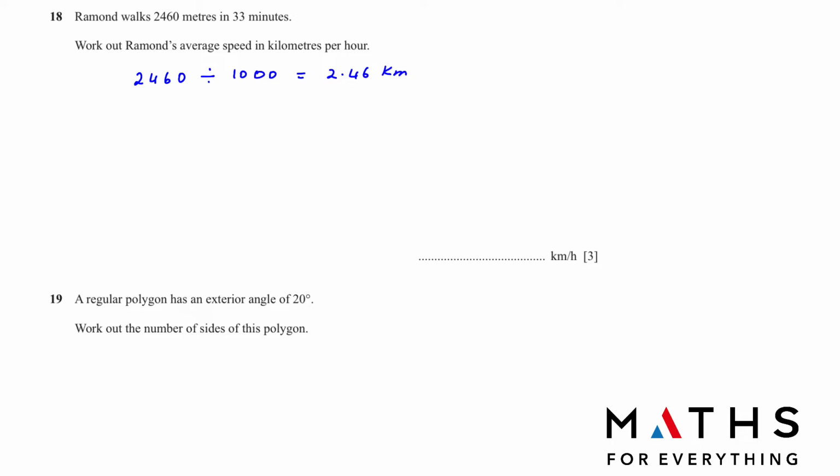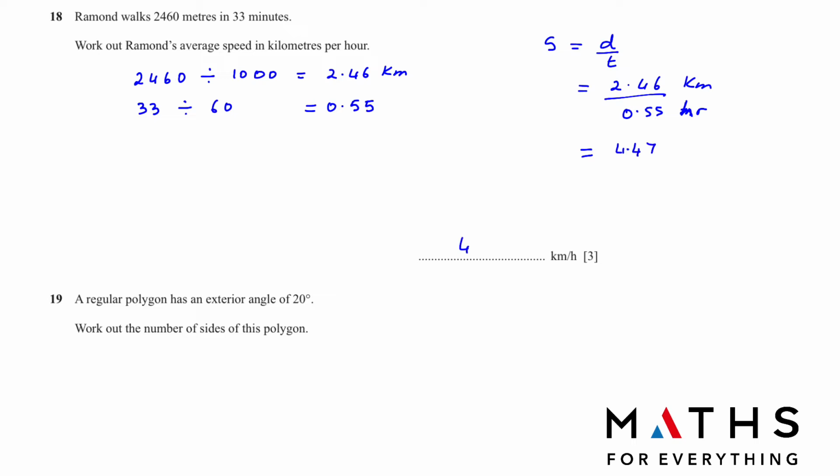Then you convert minutes into hours by dividing by 60. We will get 0.55. Now after this step, we need to use the formula for finding speed. Speed is equal to distance over time taken. So 2.46 kilometers over 0.55 hours. Put this in the calculator. The answer we get is 4.47 kilometers per hour.